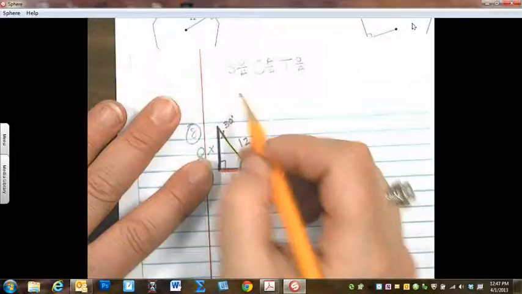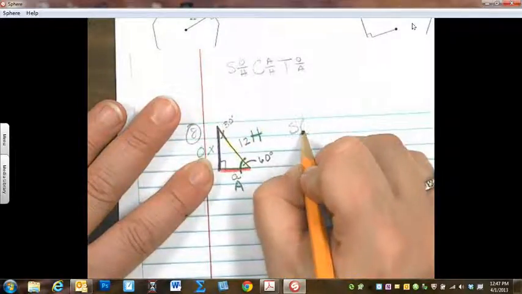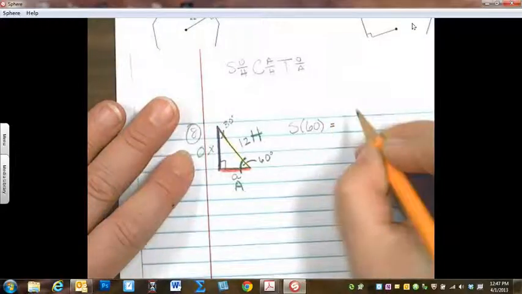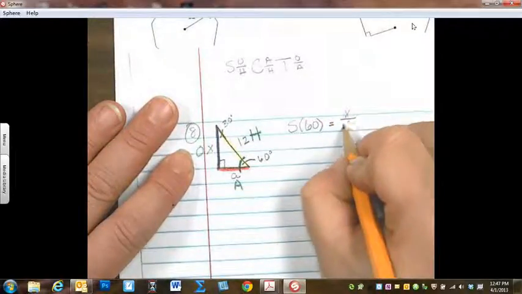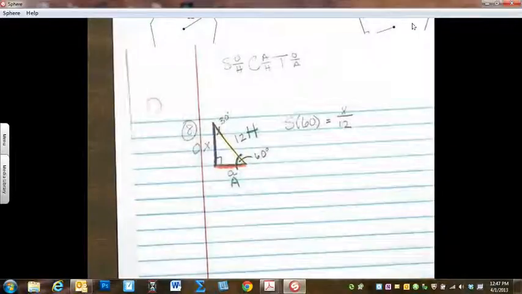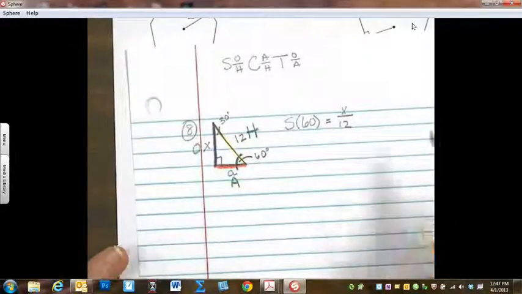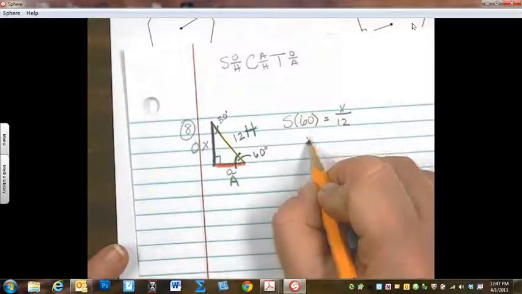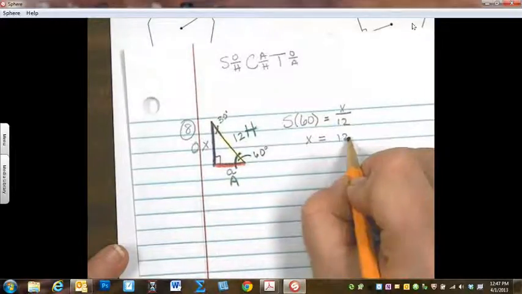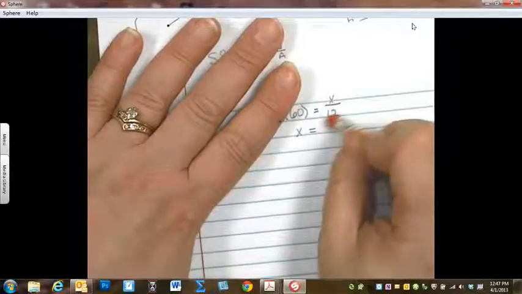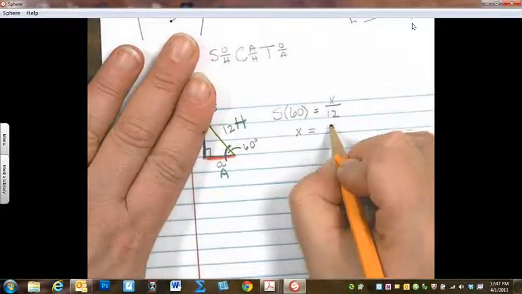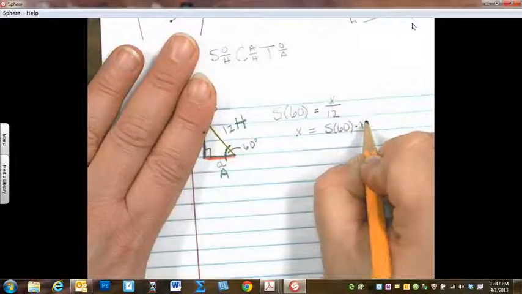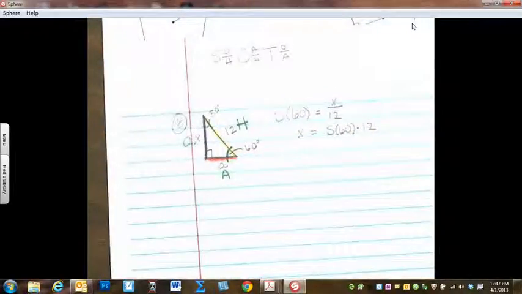So O and H is the sine, and I'm using 60 as my angle of perspective, and that equals O over H. So when I cross multiply, I'm going to get x by itself. So I know x is going to equal the sine of 60 times 12. And let's just put that right in our calculator.